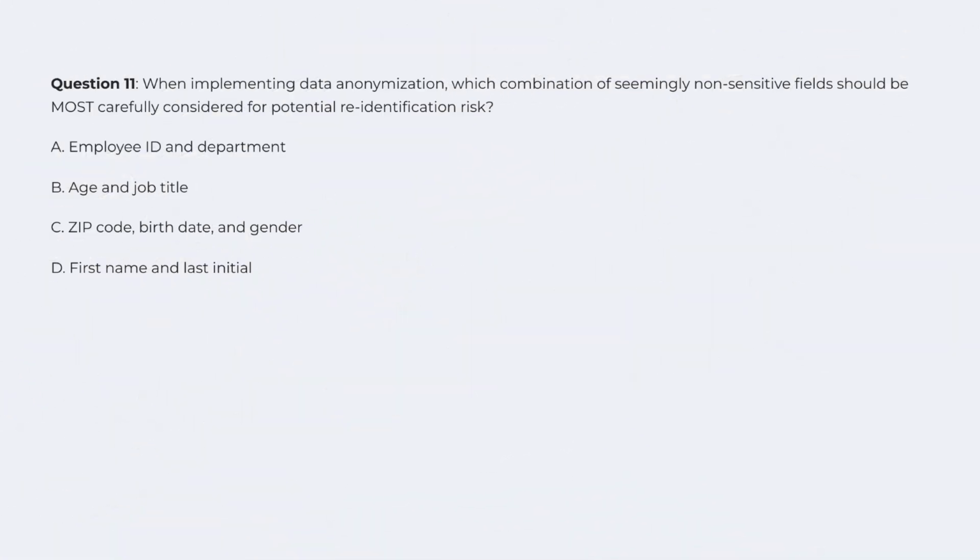Question 11. When implementing data anonymization, which combination of seemingly non-sensitive fields should be most carefully considered for potential re-identification risk? A. Employee ID and department. B. Age and job title. C. Zip code, birth date, and gender. D. First name and last initial.